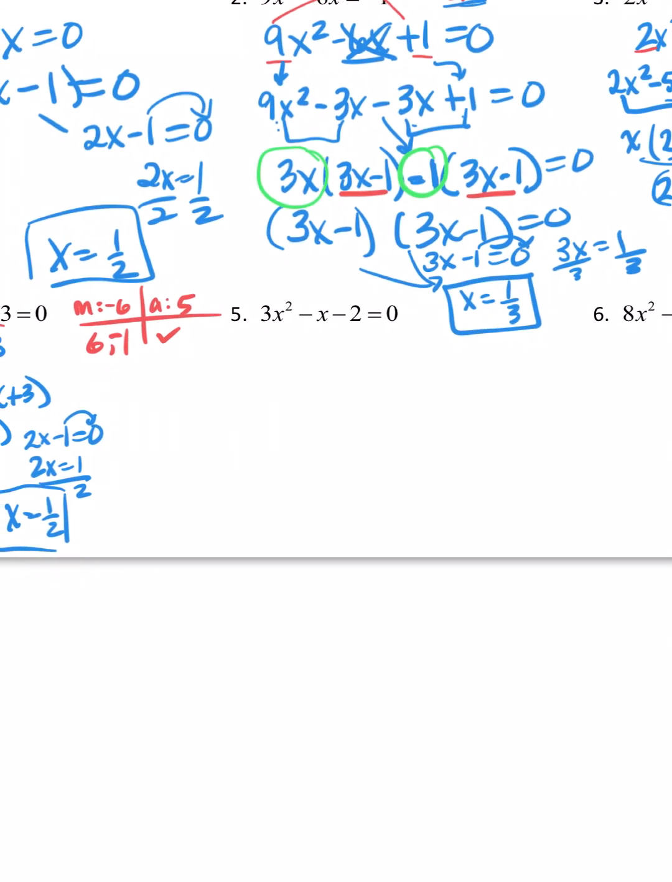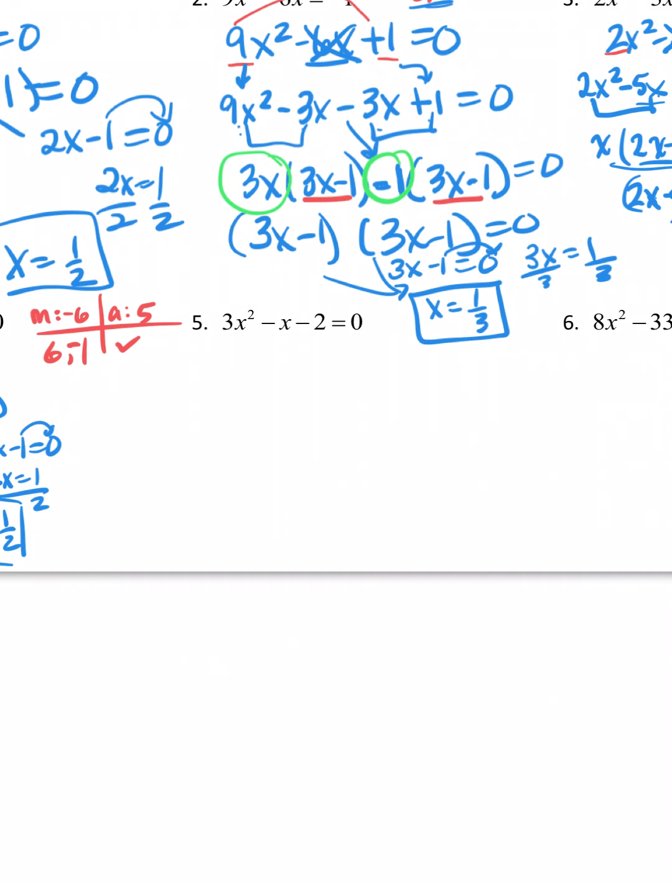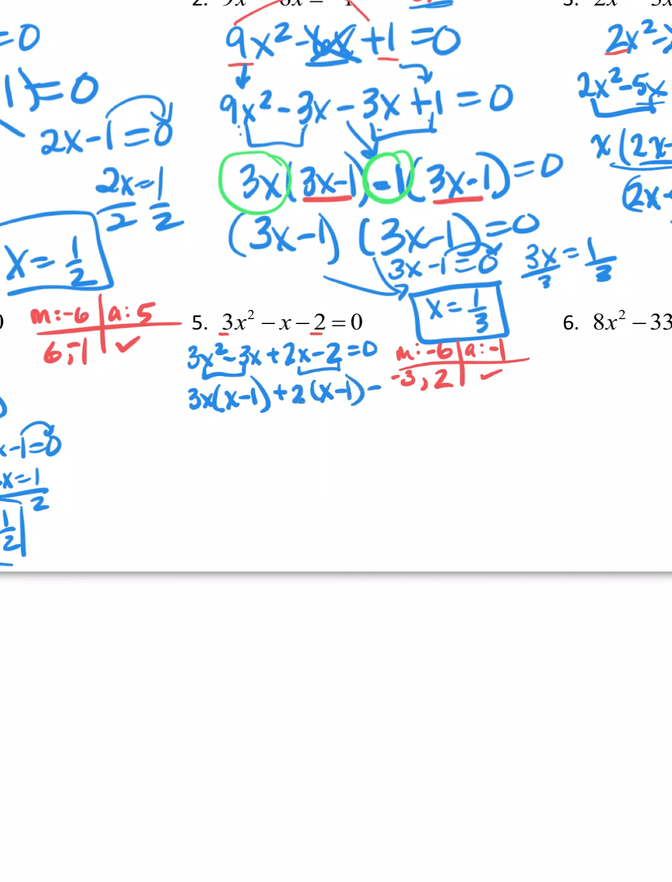Let's try another one, number 5. If I do my multiply add chart, I'm multiplying to get 3 times negative 2, which is negative 6, and I need to add to get a negative 1. So a 3 and a 2 would work, but I need the 3 to be negative and the 2 to be positive. Okay, so let's rewrite this. 3x squared minus 3x plus 2x minus 2. Let's group. We'll get 3x, and we'll have x minus 1 plus, what do these have in common? A 2. That'll be x minus 1.